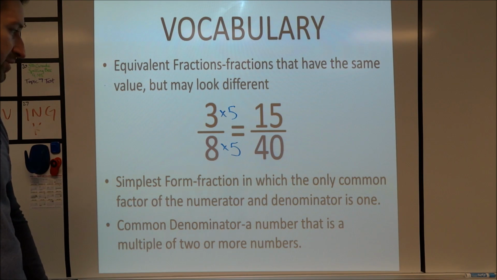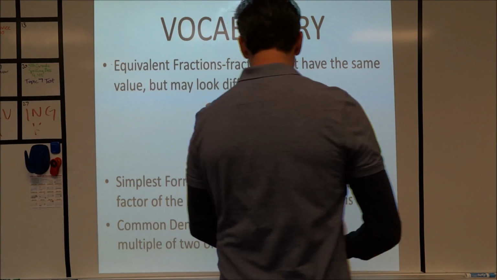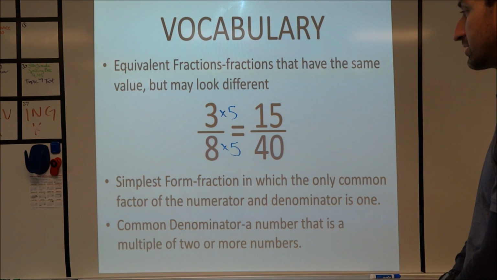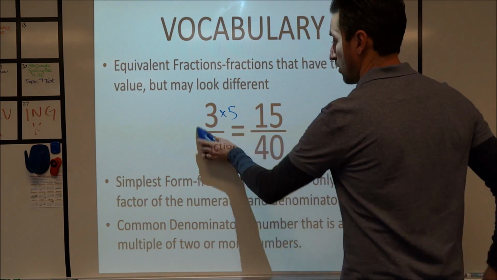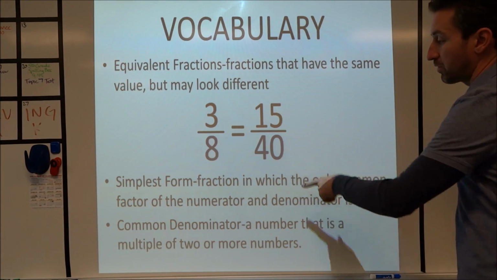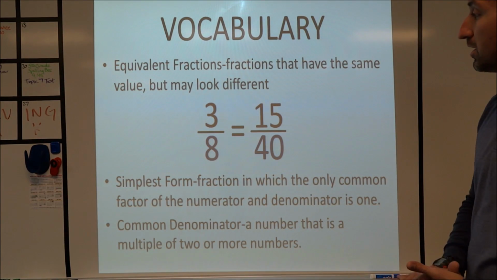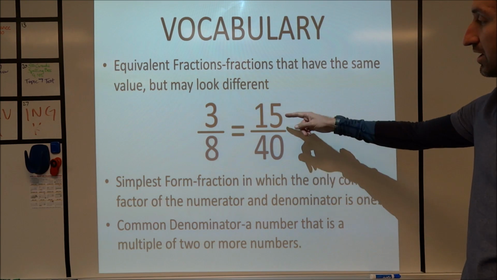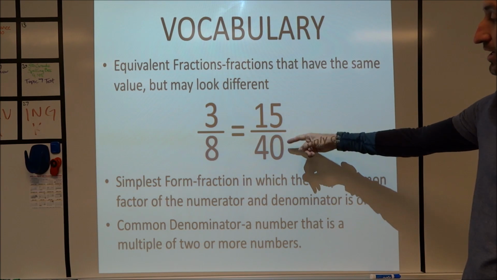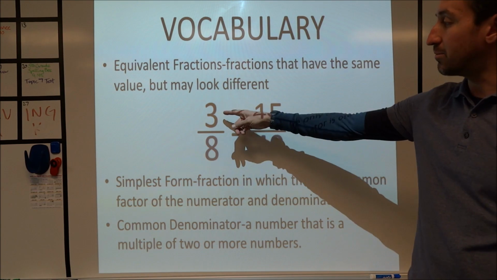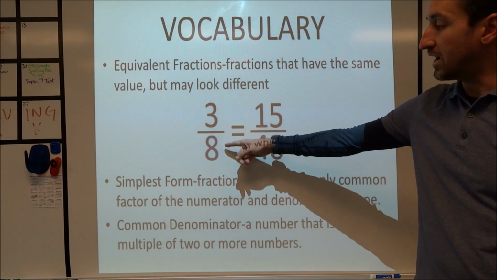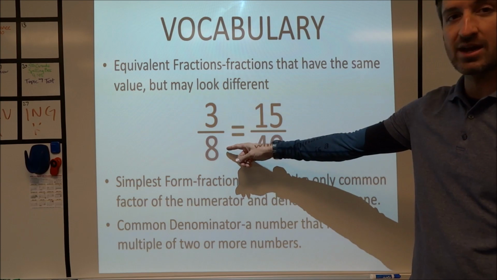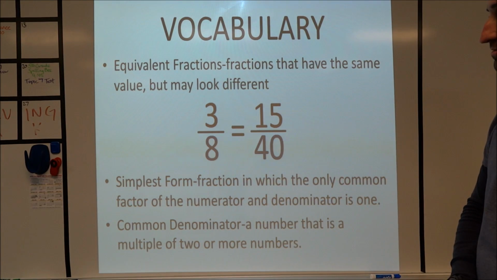Simplest form. Simplest form is a fraction in which the only common factor of the numerator and the denominator is 1. We know that 15/40 is not in simplest form because we can divide the numerator and the denominator by 5. If we were to divide the numerator and the denominator by 5, we would end up with 3/8. 3/8 is in simplest form because there's nothing that we can divide 3 and 8 by to make a smaller fraction.